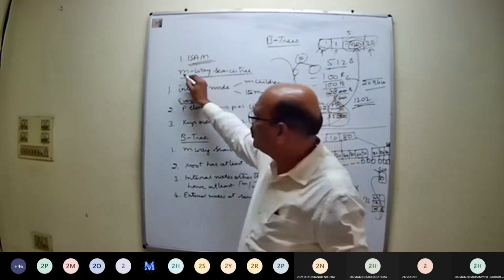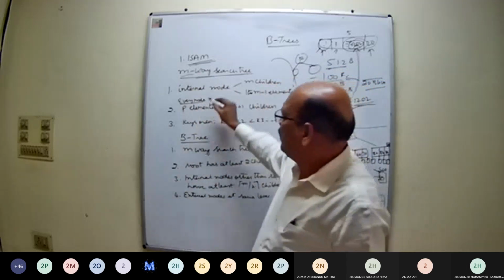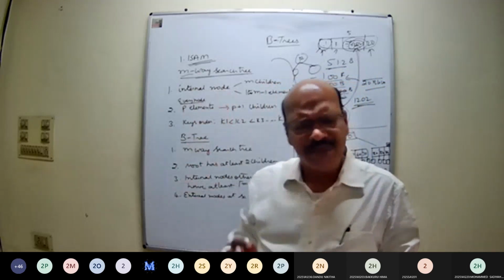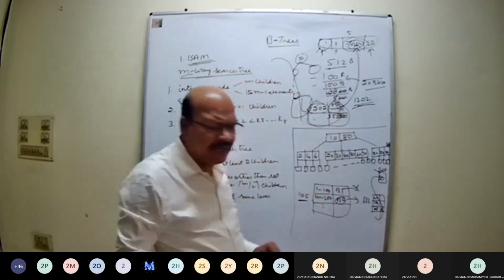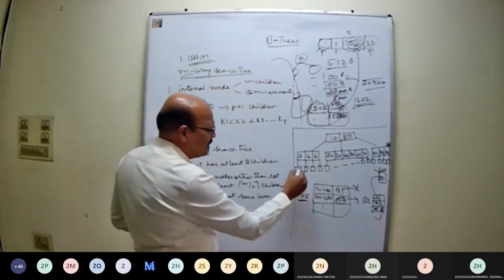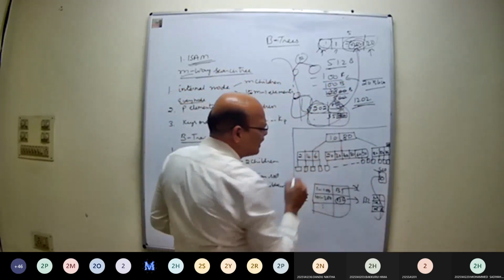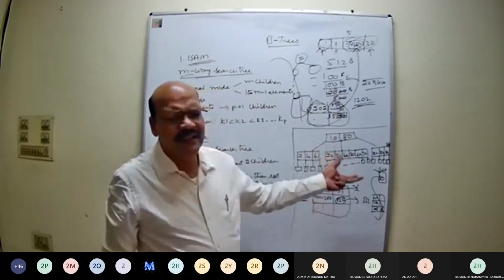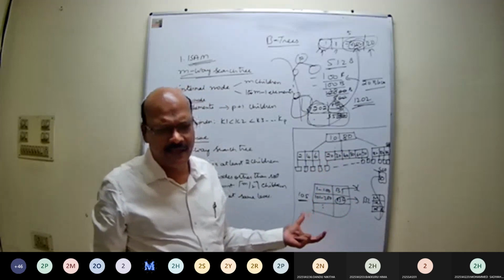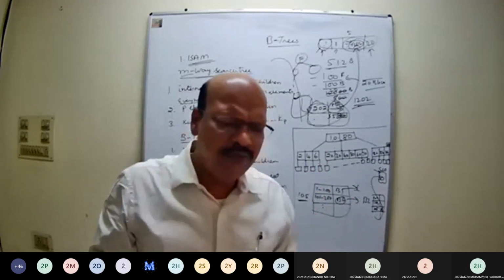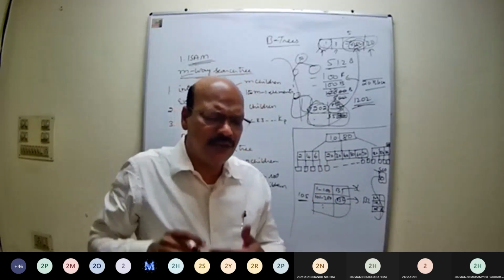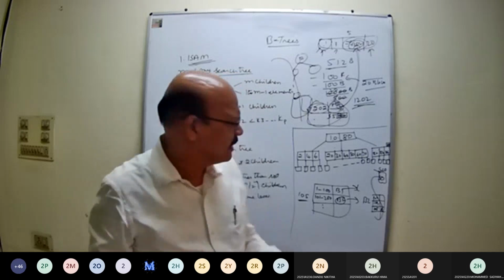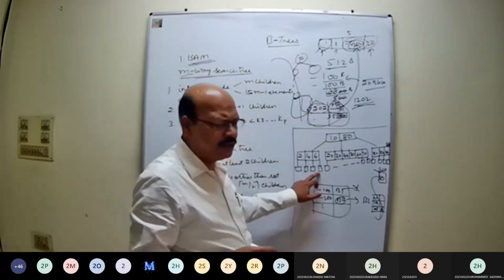Okay. So it's called an M-way search tree. In an M-way search tree, the nodes are divided into internal nodes and external nodes. These are external nodes. This is an internal node. This is the root and this is an internal node. So the root is also an internal node. A node with children is known as an internal node. A leaf node is known as an external node. Okay, this is an external node.